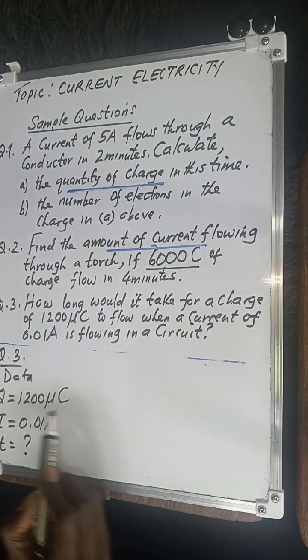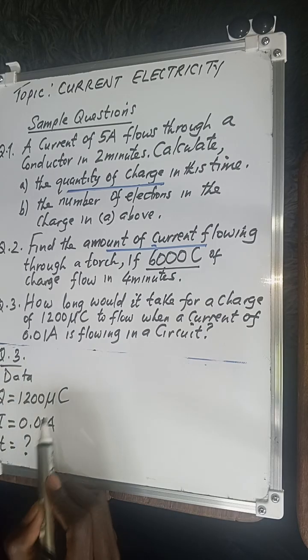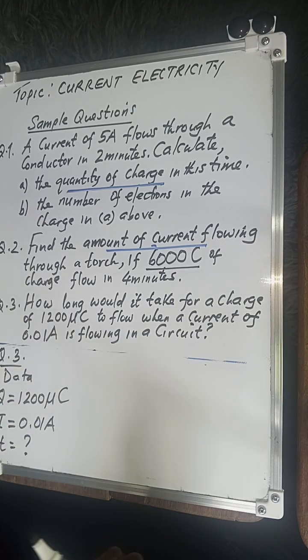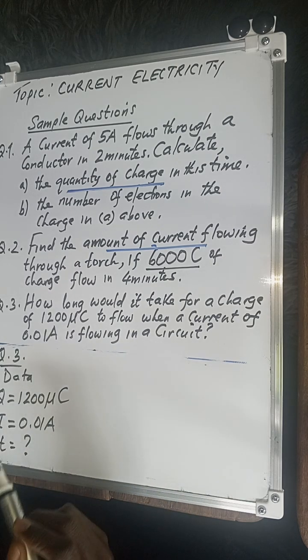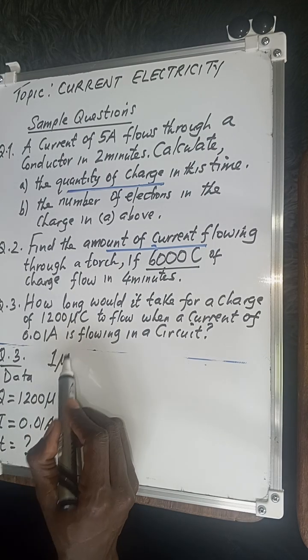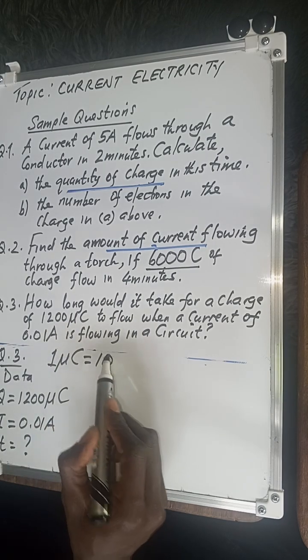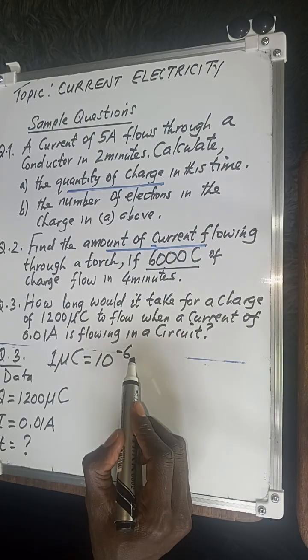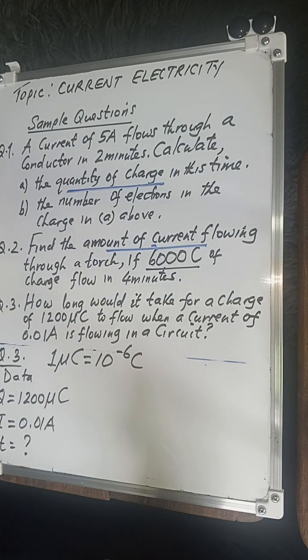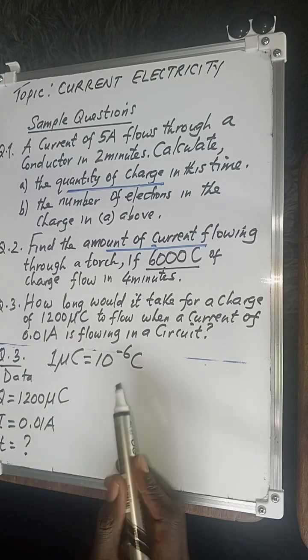Now if you notice, this has been given in a smaller unit, microcoulombs. So we need to convert the microcoulombs to the SI unit for charge, which is just coulombs. Remember, 1 microcoulomb is equal to 10 raised to the power negative 6 coulombs. I hope you remember from the prefixes that we discussed.